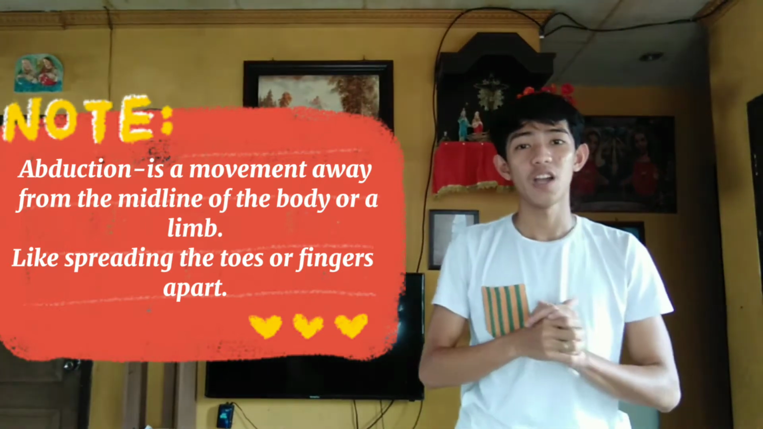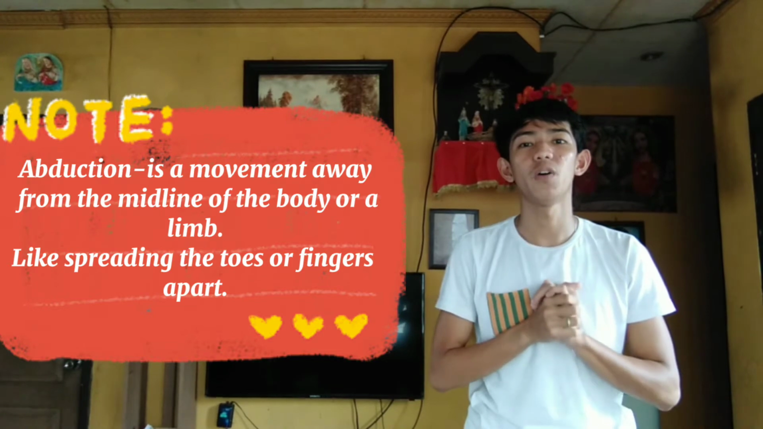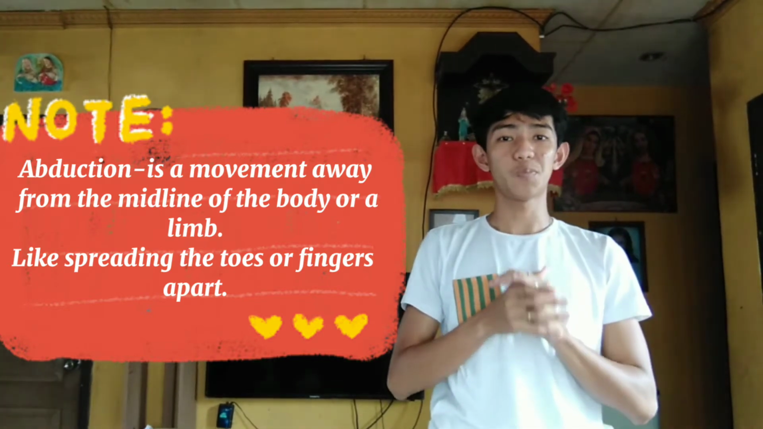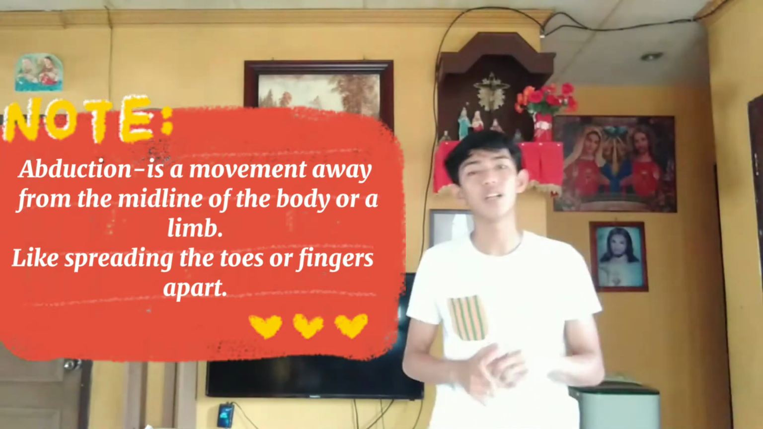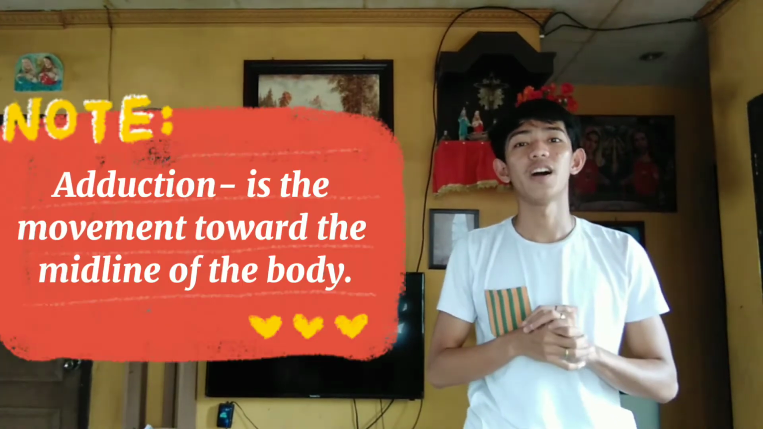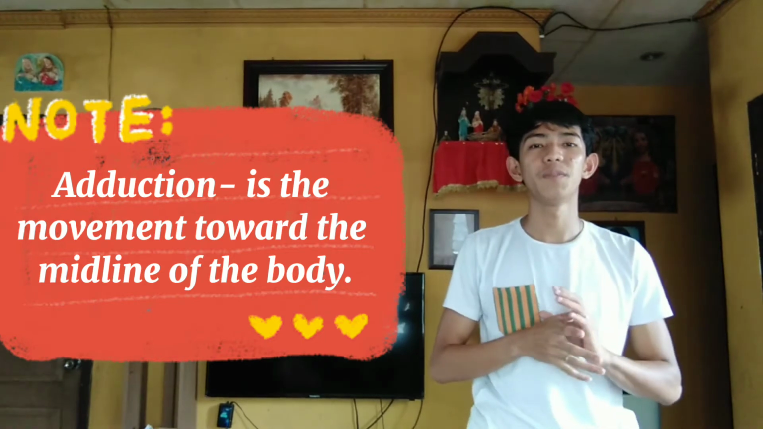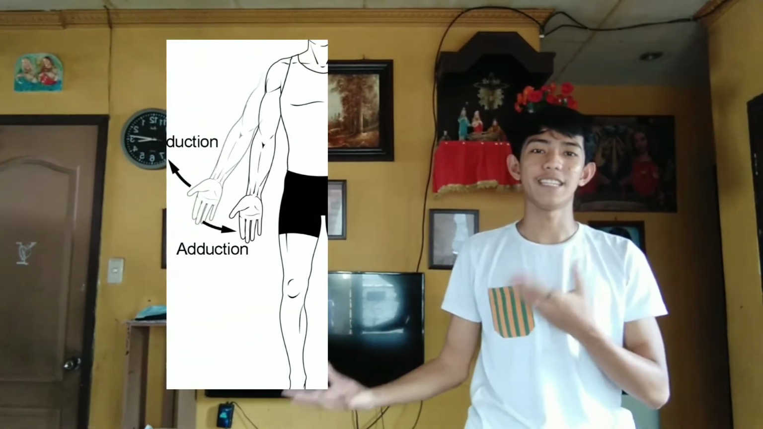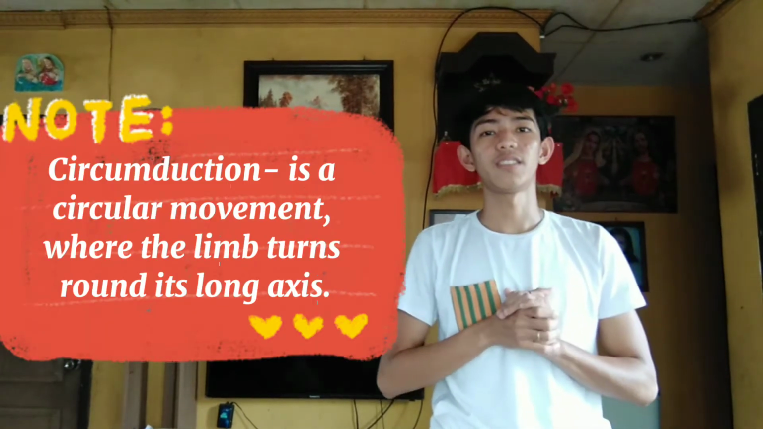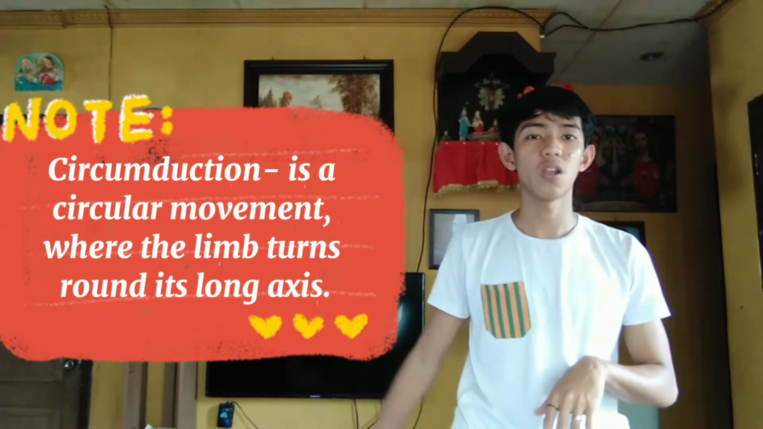First one, abduction. Abduction is a movement away from the midline of the body or a limb, like spreading the toes or fingers apart. Number 2, adduction. Adduction is the movement toward the midline of the body. Number 3, circumduction. Circumduction is a circular movement where the limb turns around its long axis.